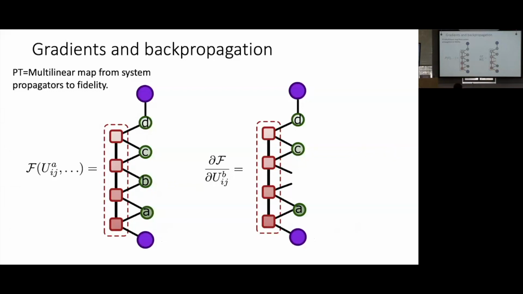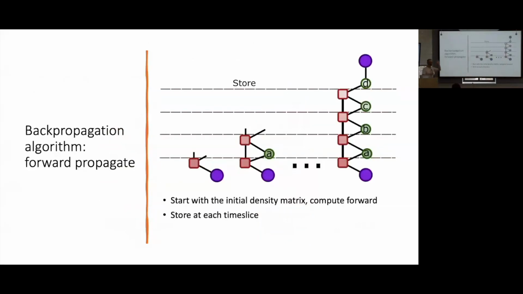Okay, so if this is a multilinear map from these things to this scalar, the derivative with respect to, say, one of these is just the same diagram with this thing omitted. Okay, so that still looks like it takes lots of calculations, because you'd have to calculate this diagram and then this with A omitted and this with C omitted and so on. The backpropagation algorithm, though, gets you them all in two contractions of this tensor network. And it's kind of obvious with hindsight.